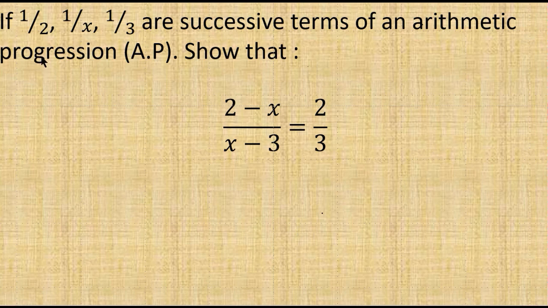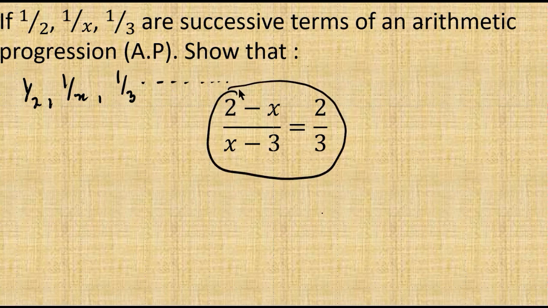Now, our question says if 1/2, 1/x, 1/3 are successive terms of an arithmetic progression. That is, in my arithmetic progression, I'll have 1/2, we have 1/x, then we have 1/3, and other terms continue. Now we should show that this expression is true.